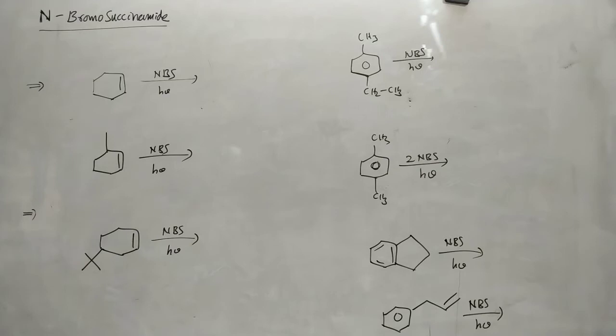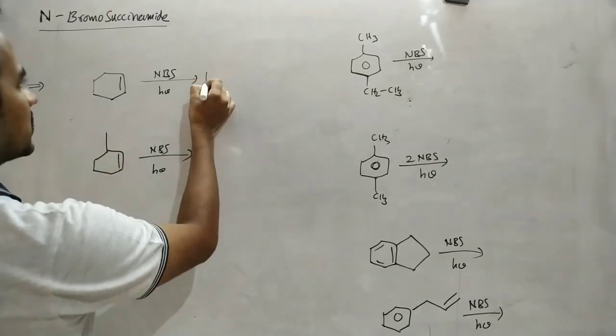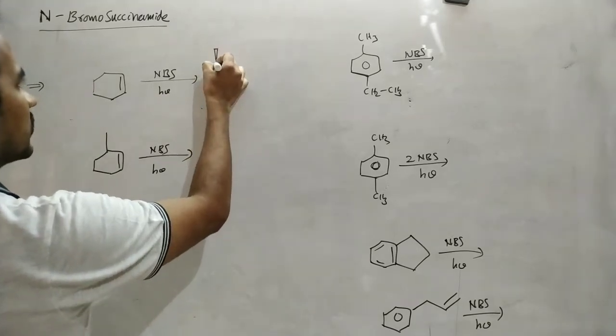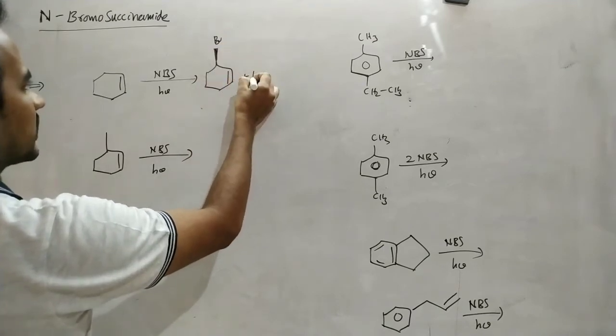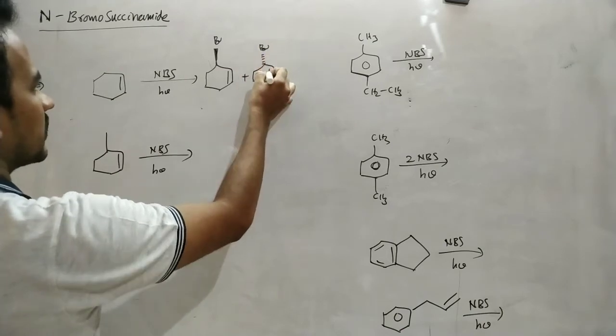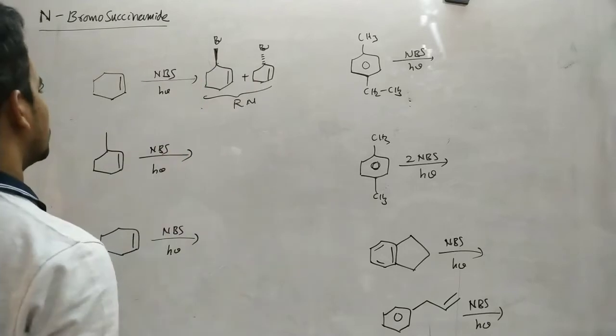Here you see some examples. It is an allylic carbon, it is an allylic carbon, so either allylic carbon's hydrogen is replaced by bromine. As a result of this replacement, it is converted to a chiral carbon, so in this case you will get a racemic mixture. This is the chiral carbon.